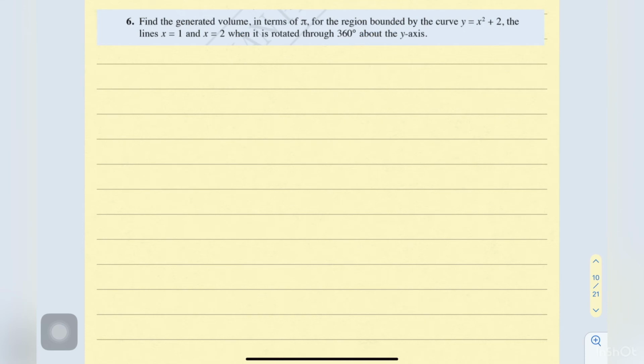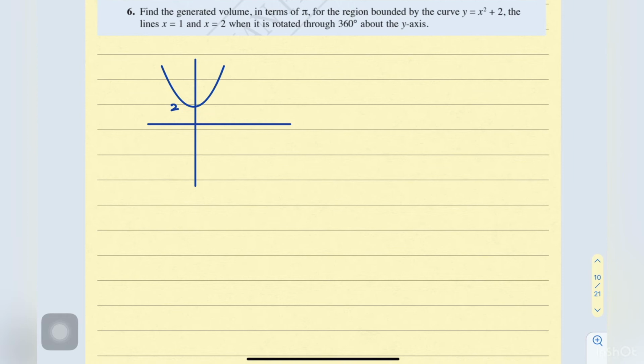Number 6, find the generated volume in terms of pi for the region bounded by the curve y equals x squared plus 2, the lines x equals 1 and x equals 2 when it is rotated through 360 degrees about the y-axis. Okay, so now we draw the graph. So this is the graph. The minimum value is 2.